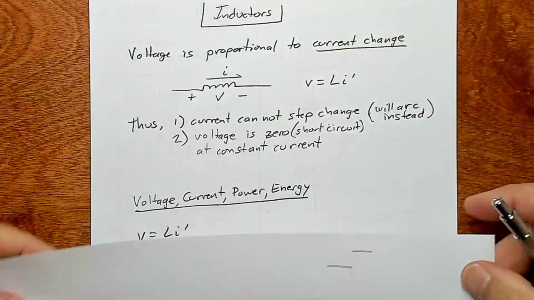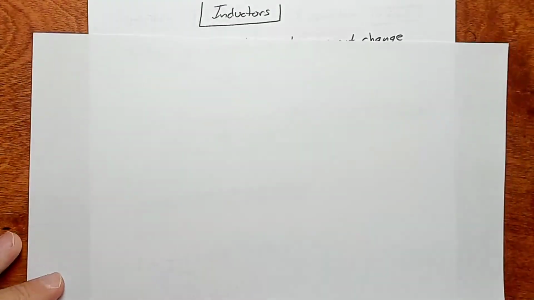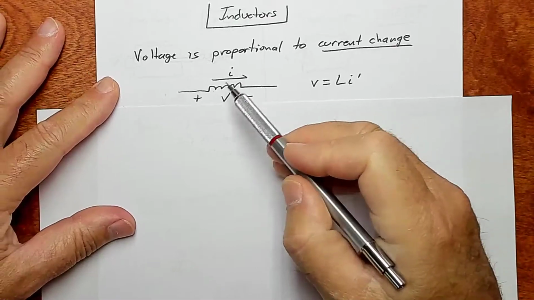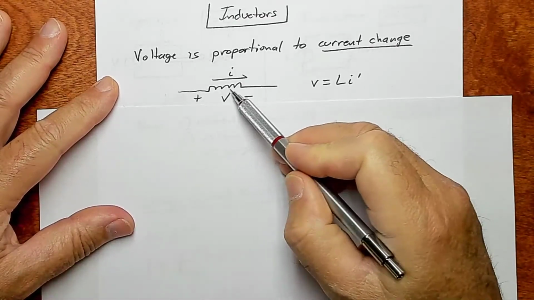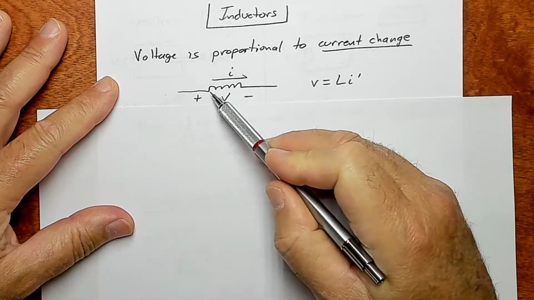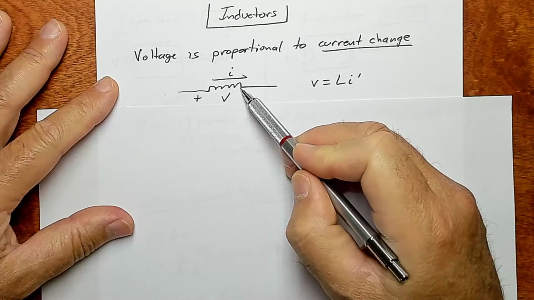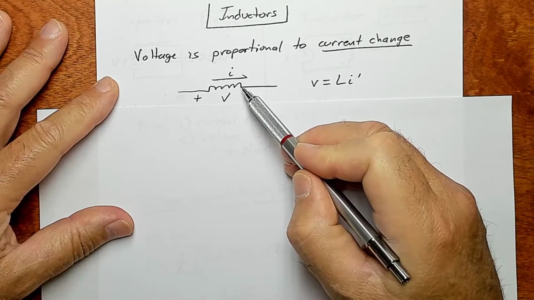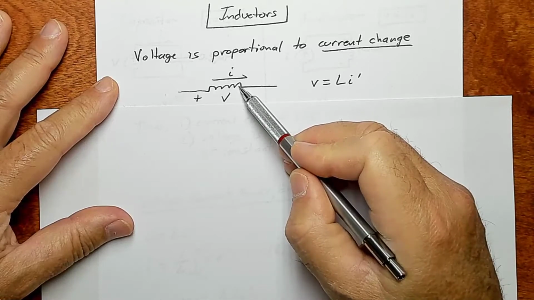All right, let's talk about inductors. Okay, an inductor is a little coil of wire, and there's usually some kind of core of maybe iron or nickel or molybdenum or something in here, some kind of core that helps conduct the magnetic flux.